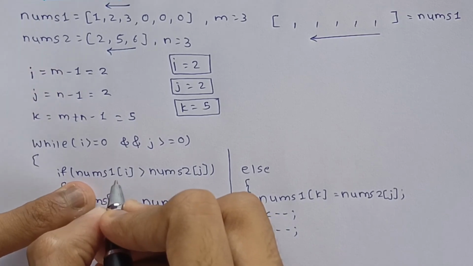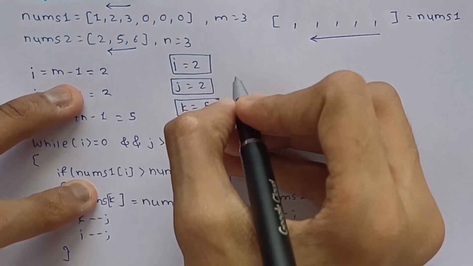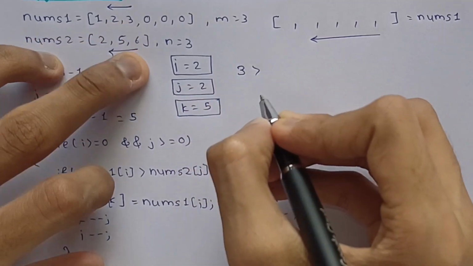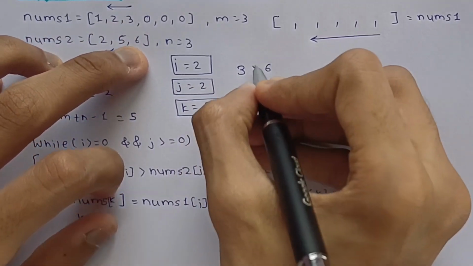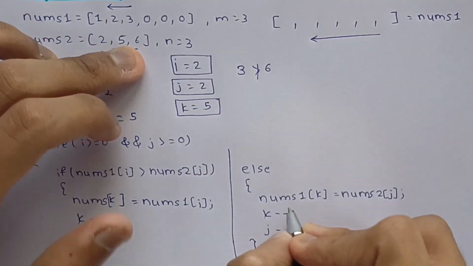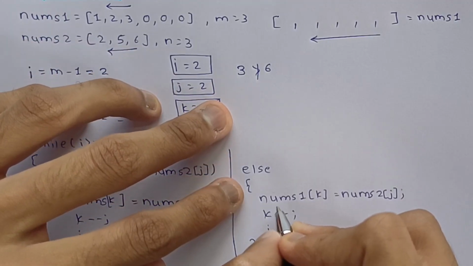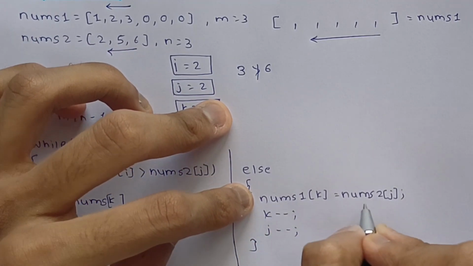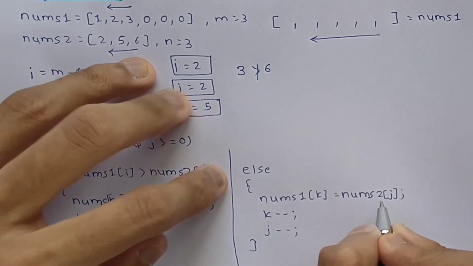If nums1 of i means i is 2, so 3, okay, is 3 greater than this last element 6? No, this is not greater, okay. Then we will go to the else condition, and in the else condition, at the place of k, nums1 of k, we will store the nums2 of j, okay, means the 6 element.